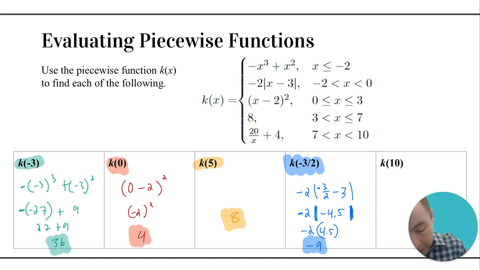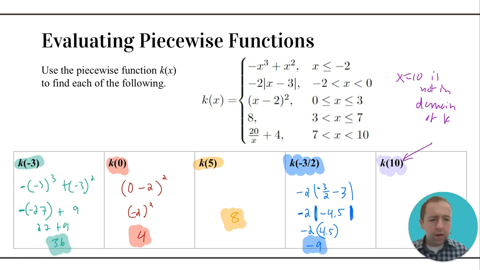The last thing that we have is to find k of 10. Nowhere in the domain is 10 actually included, because x is supposed to be strictly under 10. Nowhere does it say that x is equal to 10. So x equals 10 is not in the domain of this function k. If it's not in the domain of k, we don't know where to send 10, so it would be impossible to find k of 10. K of 10 just doesn't exist. There's no function value that exists for 10 under the function k in this case.